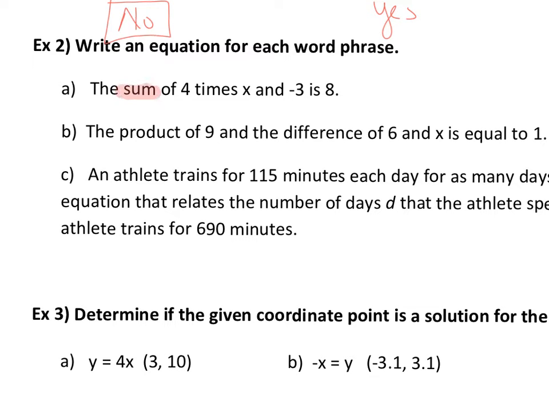So sum means addition with parentheses. So I'm adding something up and I'm going to put it in parentheses. Now what am I adding? 4 times x, and then the word and, so that's what the plus sign is, -3. So right off the bat here, I have got 4x plus -3. Now the word is, this is something you will need to know. The word is means equals. All right, so anytime you see that word is, that's where your equal sign should be going. So I've got equals, in this case 8.